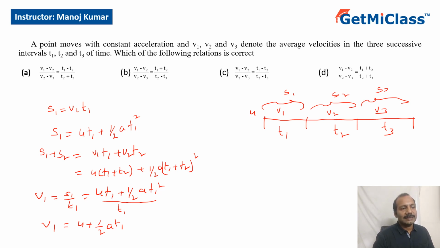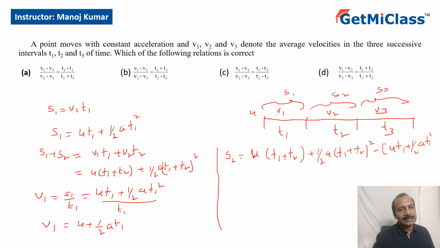So S1 plus S2 is how much? V1 T1 plus V2 T2. So what is S2 equal to? S2 can be written as V1 T1 plus V2 T2 minus S1, that is S1 plus S2 minus S1. So that can be written as U into T1 plus T2 plus half A into T1 plus T2 whole square minus S1. S1 is U into T1 plus half A into T1 square.